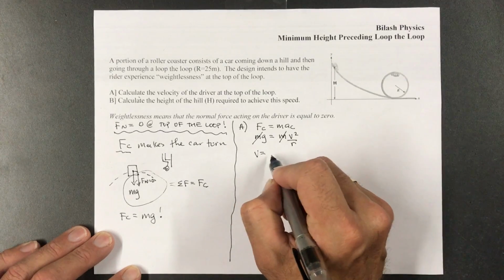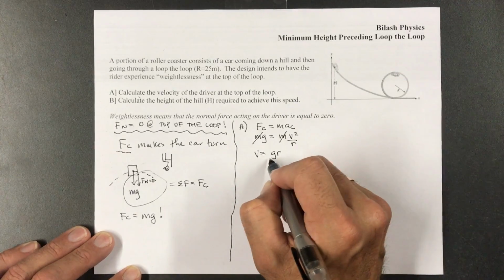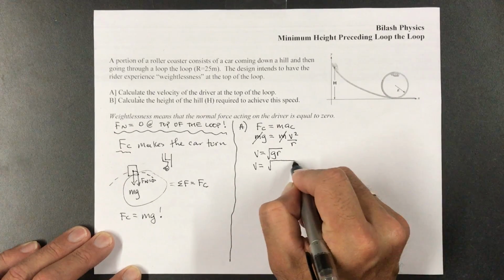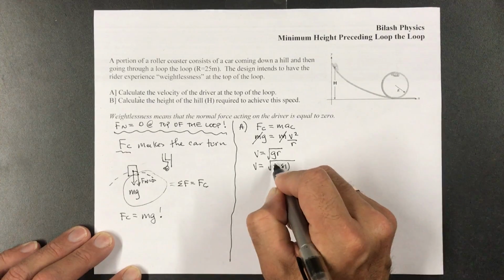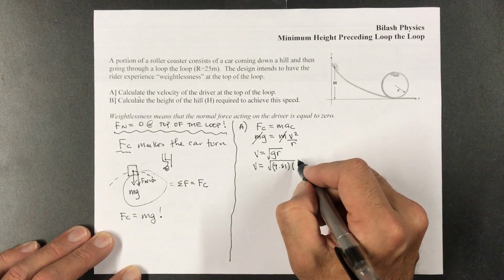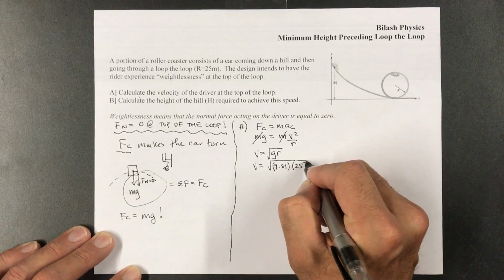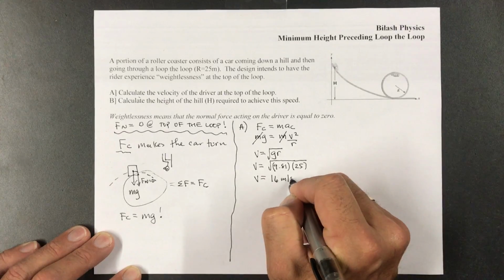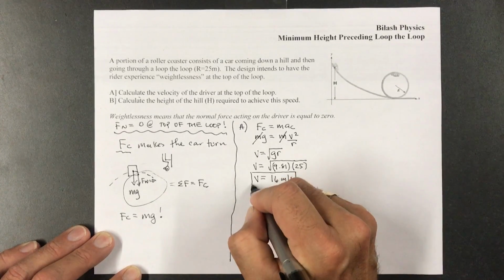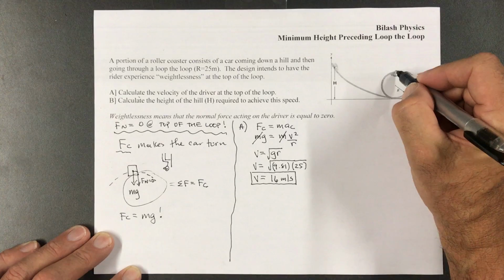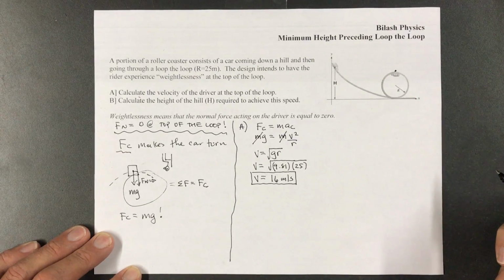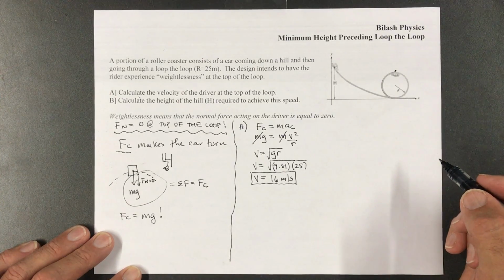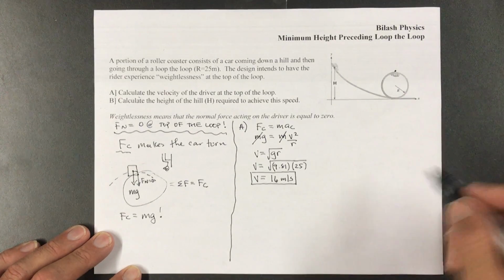So v is going to be equal to the square root of g r. So v is equal to the square root of 9.81 times the radius. The radius is 25 in this case. So v is going to be equal to 16 meters per second. So that's what you need to make the driver at the top of the loop feel or achieve weightlessness. The driver would achieve weightlessness at that particular speed.